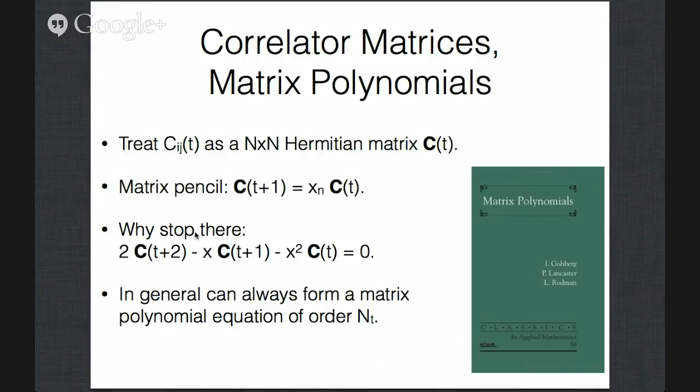Well, I have a matrix of correlators, if you like. So I have N operators, so I form an N by N matrix of correlators that are separated by time T. So it's my matrix valued correlation function. So you could see that if I have nt time slices, I should be able to form a matrix polynomial of order nt. And so if I have n operators to create my state, and I have nt time slices, I should be able to get of order the number of operators times the number of time slices, maybe minus one, solutions.